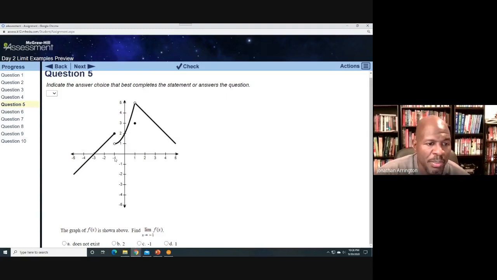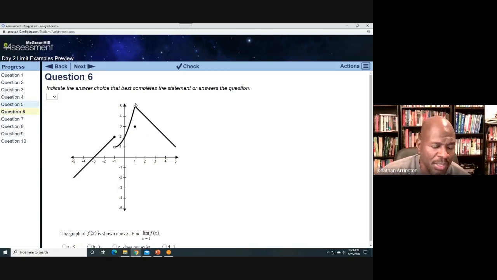Okay, so on this particular problem, this is the example where it's going to two different numbers from the left and the right. From the left, it's going up here to 2. From the right, it's going down there to 1, but it's going to two different values. If I had my two pins, they would not be hitting the same mark. So in this case, the limit does not exist. Let's look at the second example.